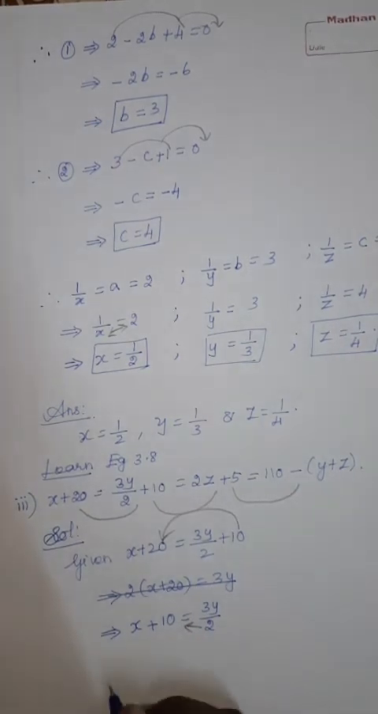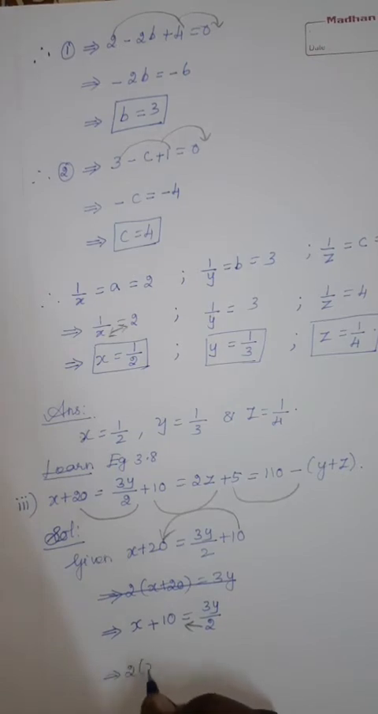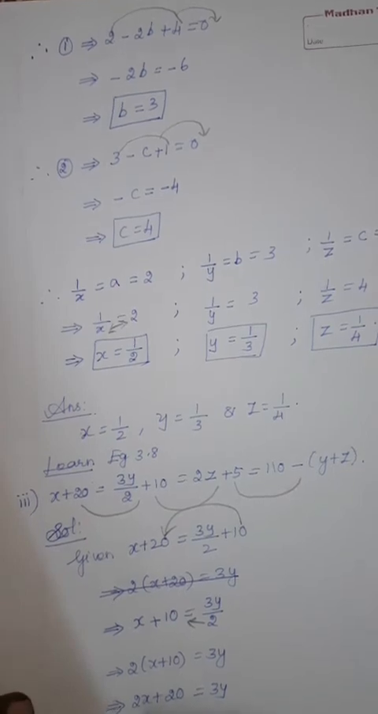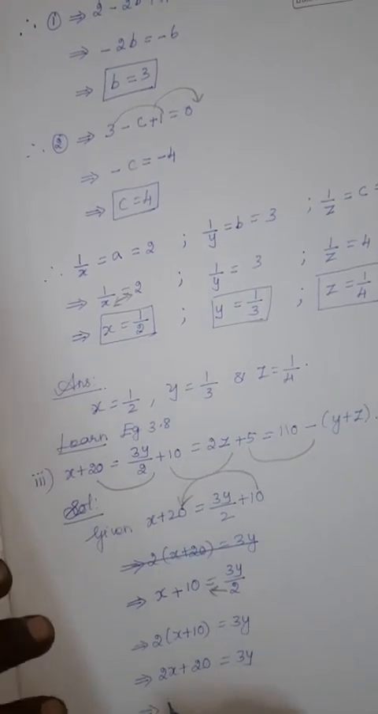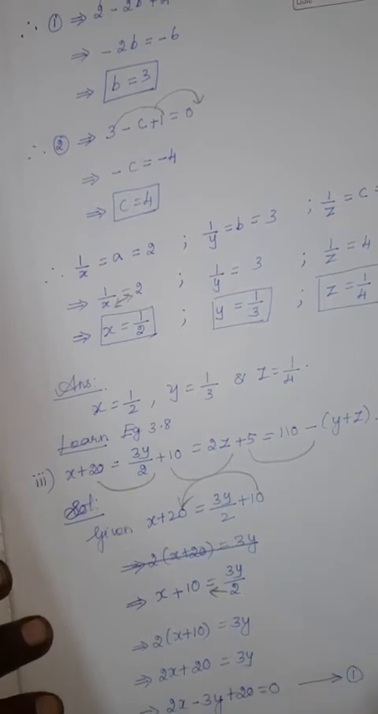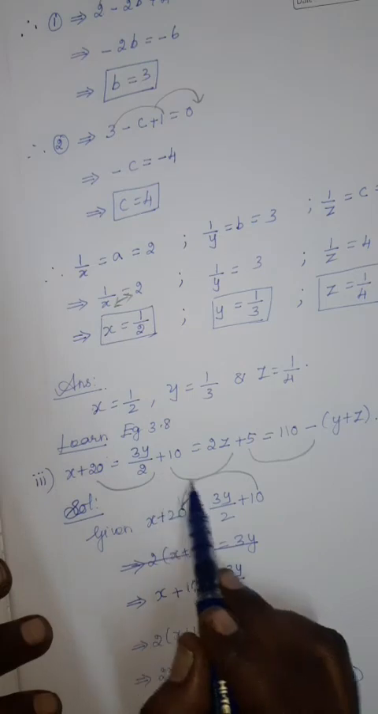So you will get 2 into x plus 10 equal to 3y. Okay, so what do you get? It is 2x plus 20 equal to 3y. So we can consider it as an equation with all the terms on the same side, that is 2x minus 3y plus 20 equal to 0. Consider this as equation number 1. Okay, next we will consider these two equalities.